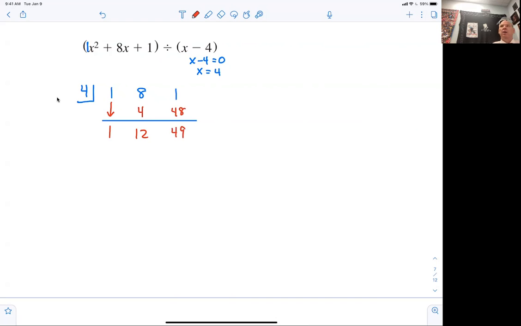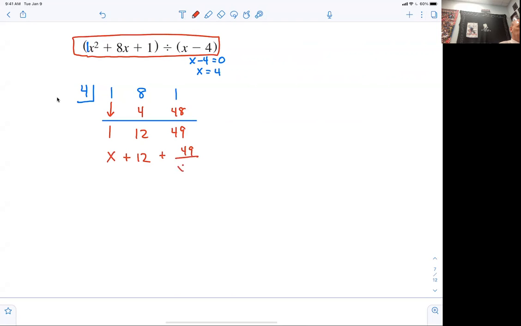49. Now this is really strange how this works out. And like I said, I tell kids all the time, I don't even know why. And the first time someone told me that, I just said, you guys just make math up. Because it doesn't make any sense to me. So let me explain to you what happened. The answer to this division problem is x plus 12 plus 49 over x minus 4.